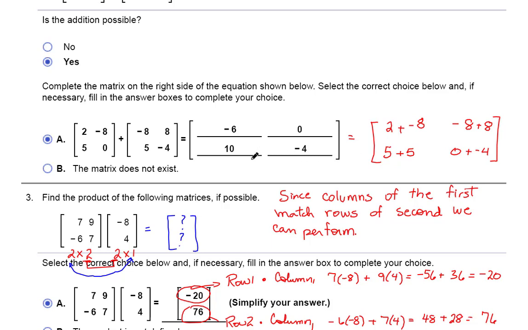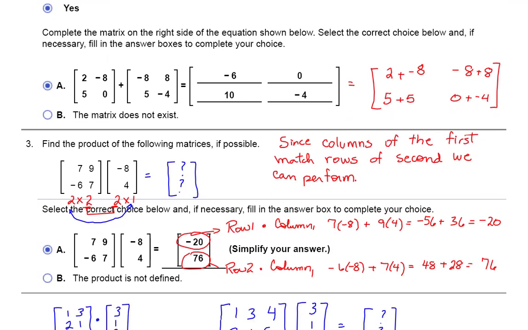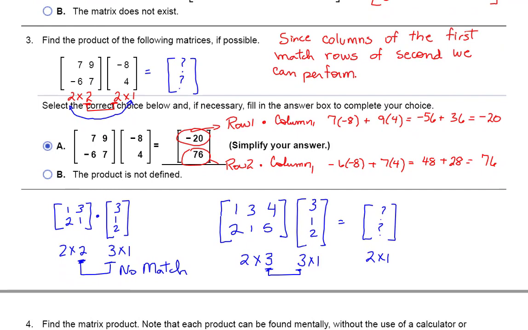All right, so let's see. In question 3, they want us to figure out how to do, if possible, the product of two matrices. All right, well, let's take this slowly and carefully. The very first matrix here is 2 by 2, 2 rows, 2 columns. The second one has 2 rows and 1 column.